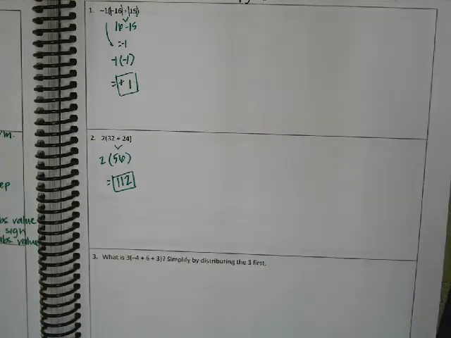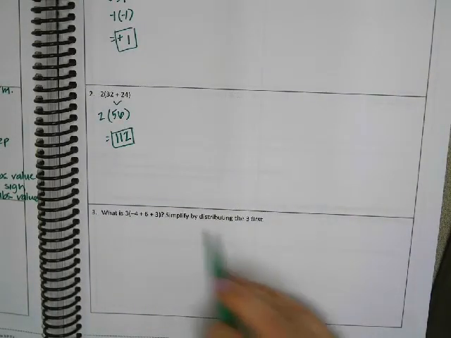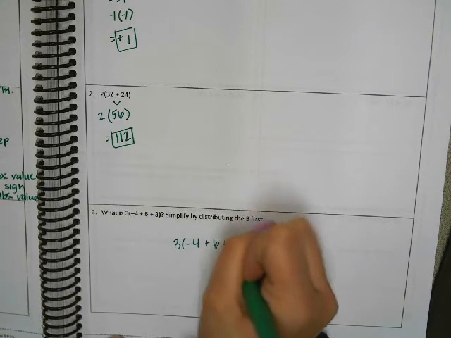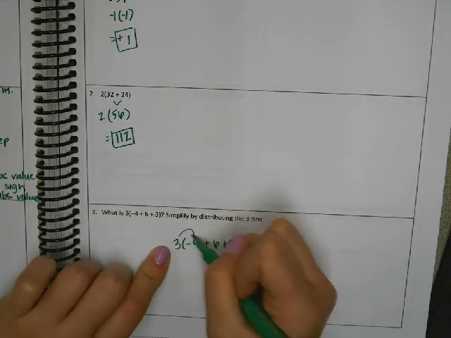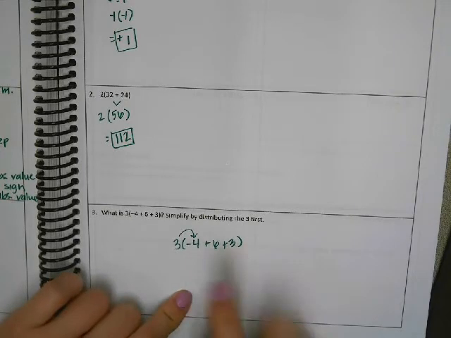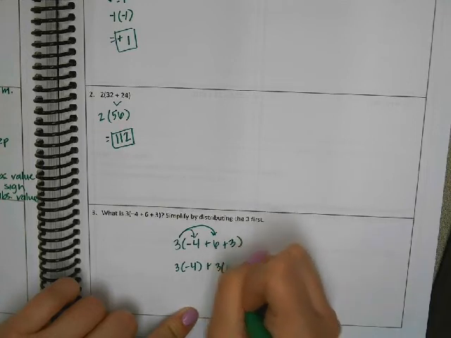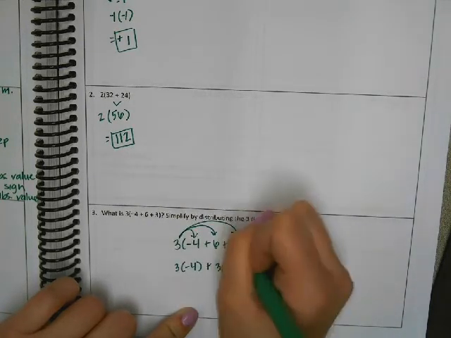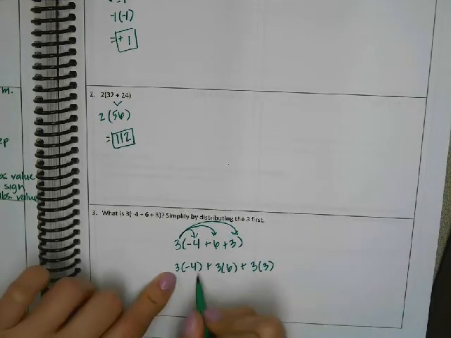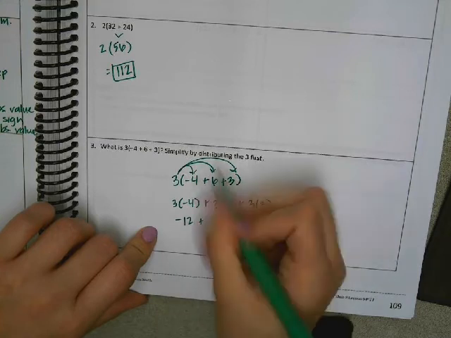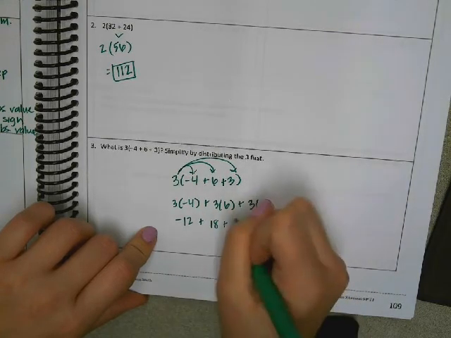Okay, now number 3 actually gives me directions. It says to simplify by distributing the 3 first. So I'm going to rewrite this just because it's easier for me. And I'm going to distribute this 3 first. So I'm going to distribute my 3 to each term inside. So 3 times negative 4 plus 3 times 6 plus 3 times 3. 3 times negative 4, 2 different signs. So I know my answer is going to be negative 12 plus 3 times 6 is 18. And 3 times 3 is 9.